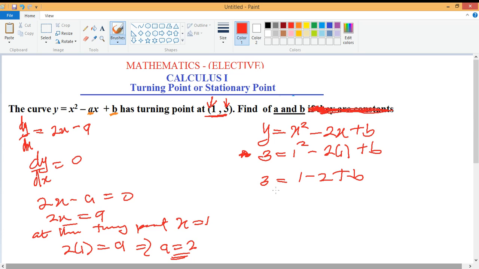It will cross the equal sign to become plus. So we have 3 plus 1 is equal to b, and then our b will be equal to 4.